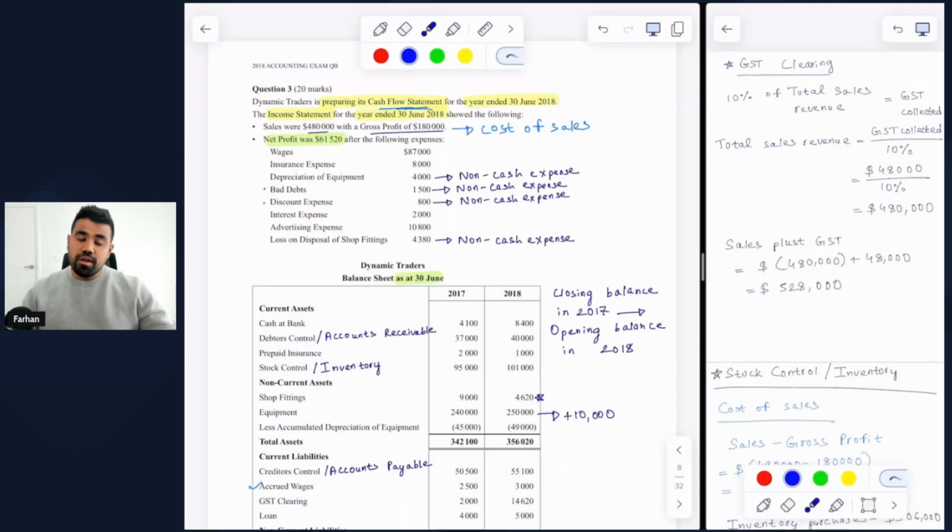My name is Farhan. Today you are going to solve question number 3 from the 2018 past exam. This question requires you to reconstruct three ledger accounts: accounts receivable, accounts payable, and inventory. You're also required to prepare the cash flow statement. This question has many complications, so make sure to follow through and focus throughout the entire content.